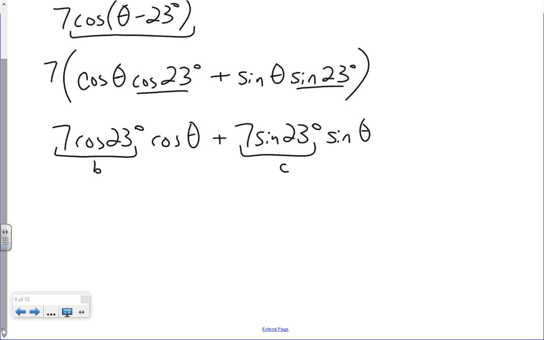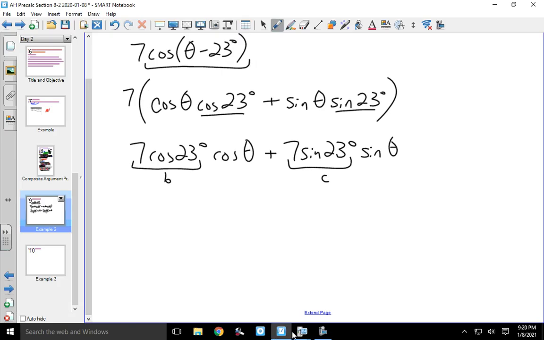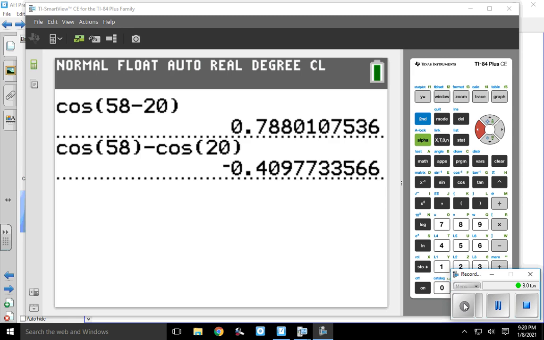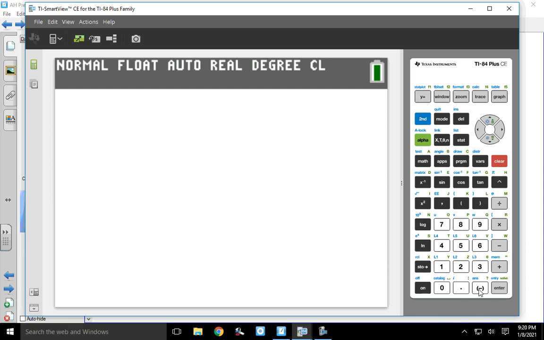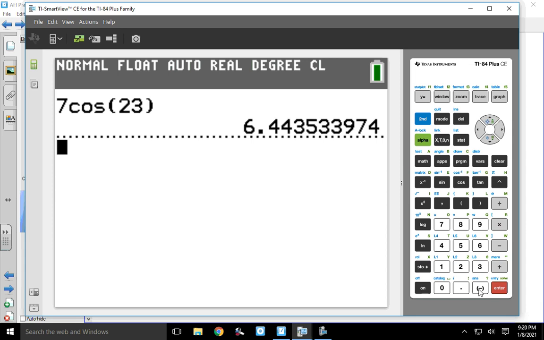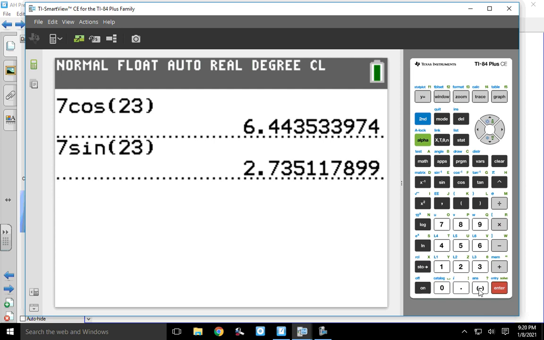Let's grab our calculator and punch those in. All right, so we just want to calculate what the 7 times the cosine of 23 is equal to. And we're in degrees. And 7 times the sine of 23 is equal to. And grab those two values.